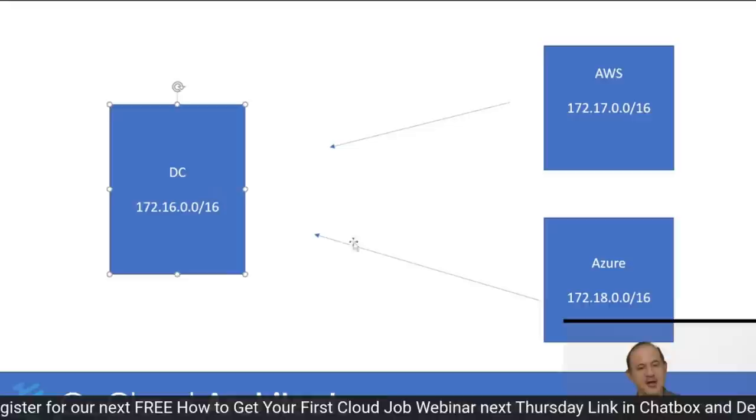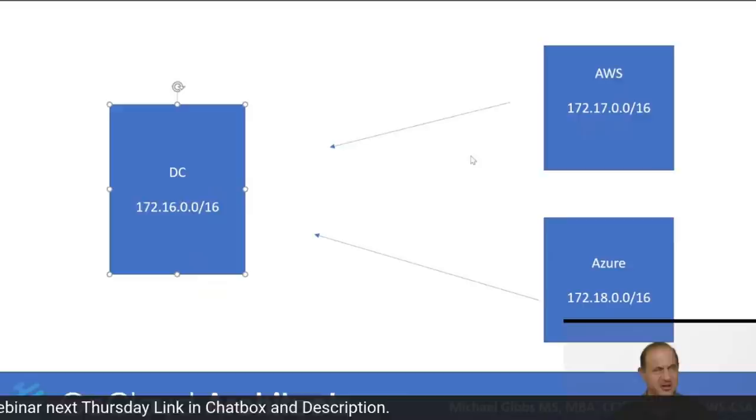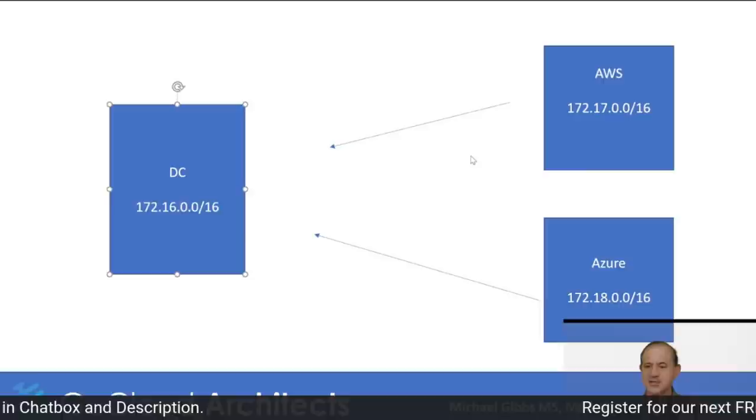Now, if I want high security, I can firewall AWS off from Azure. I can limit my routes. I can do anything that I need to do. This is simple and elegant, beautiful, simple, so easy if we use good addressing.